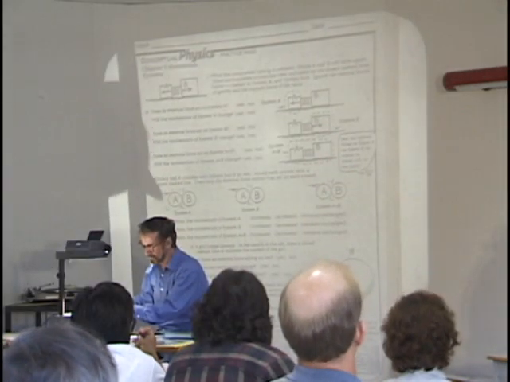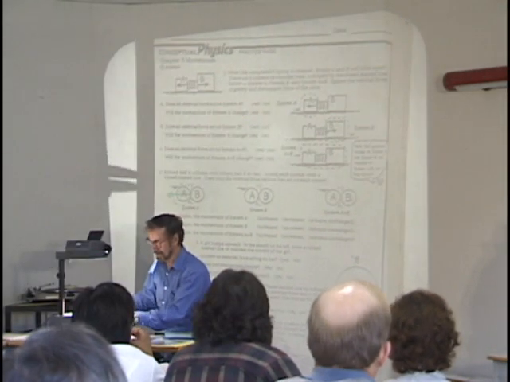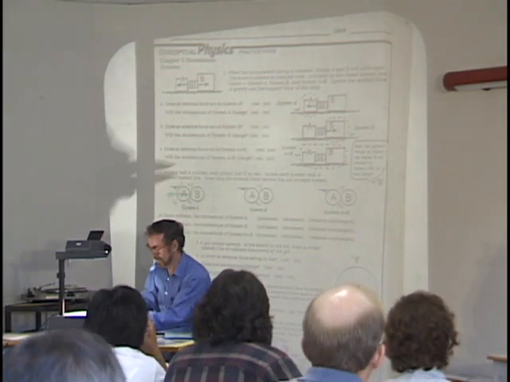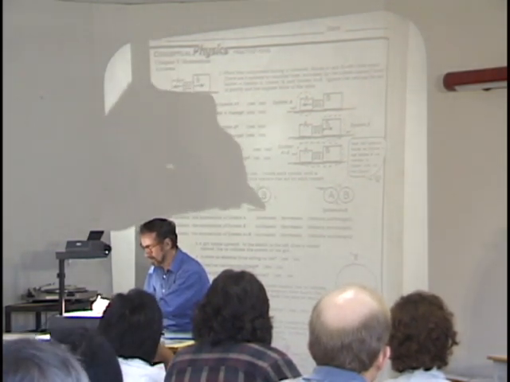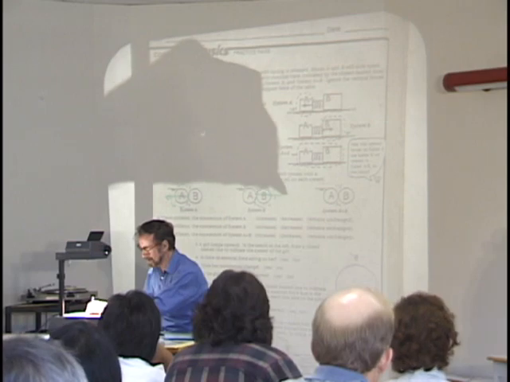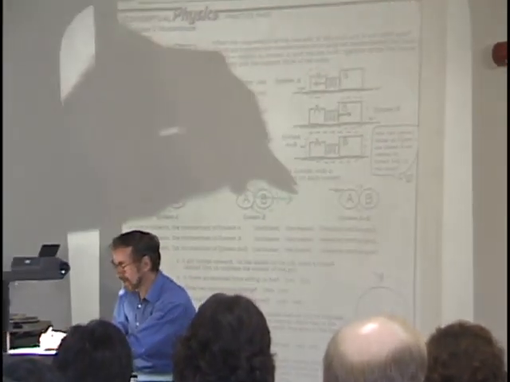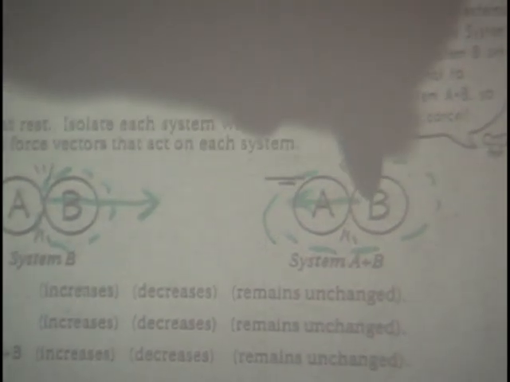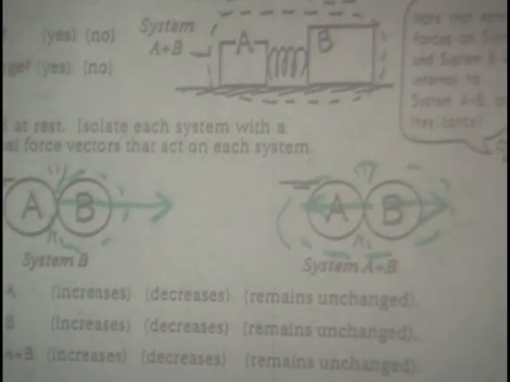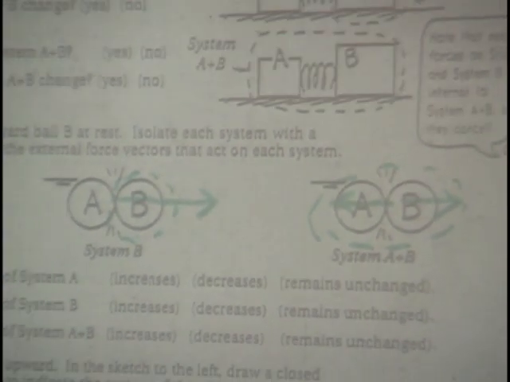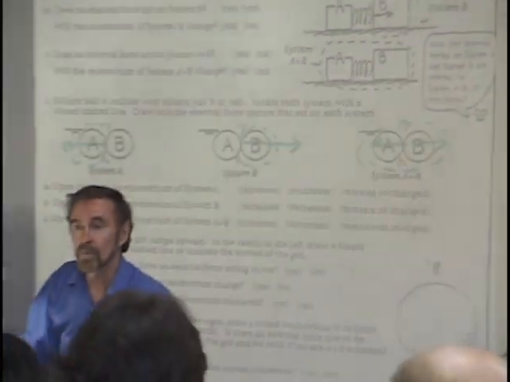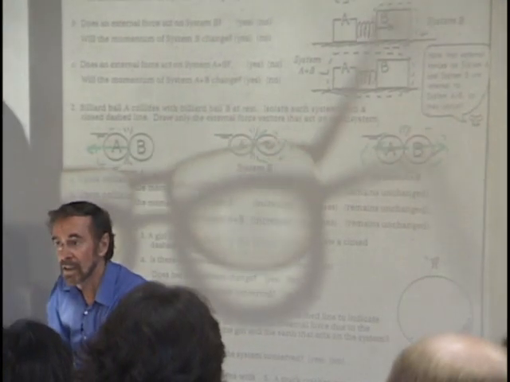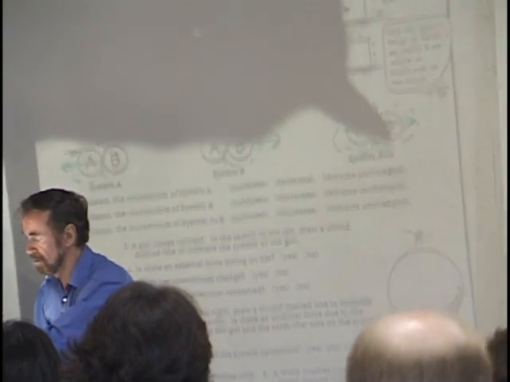Let's look at this. System A is hit with a force like that, so system A changes its momentum. System B is hit with an equal and opposite force like that, so B changes its momentum. Both of these forces cancel out because they are both acting on the same system. And the system is AB. So there's no net force here at all.